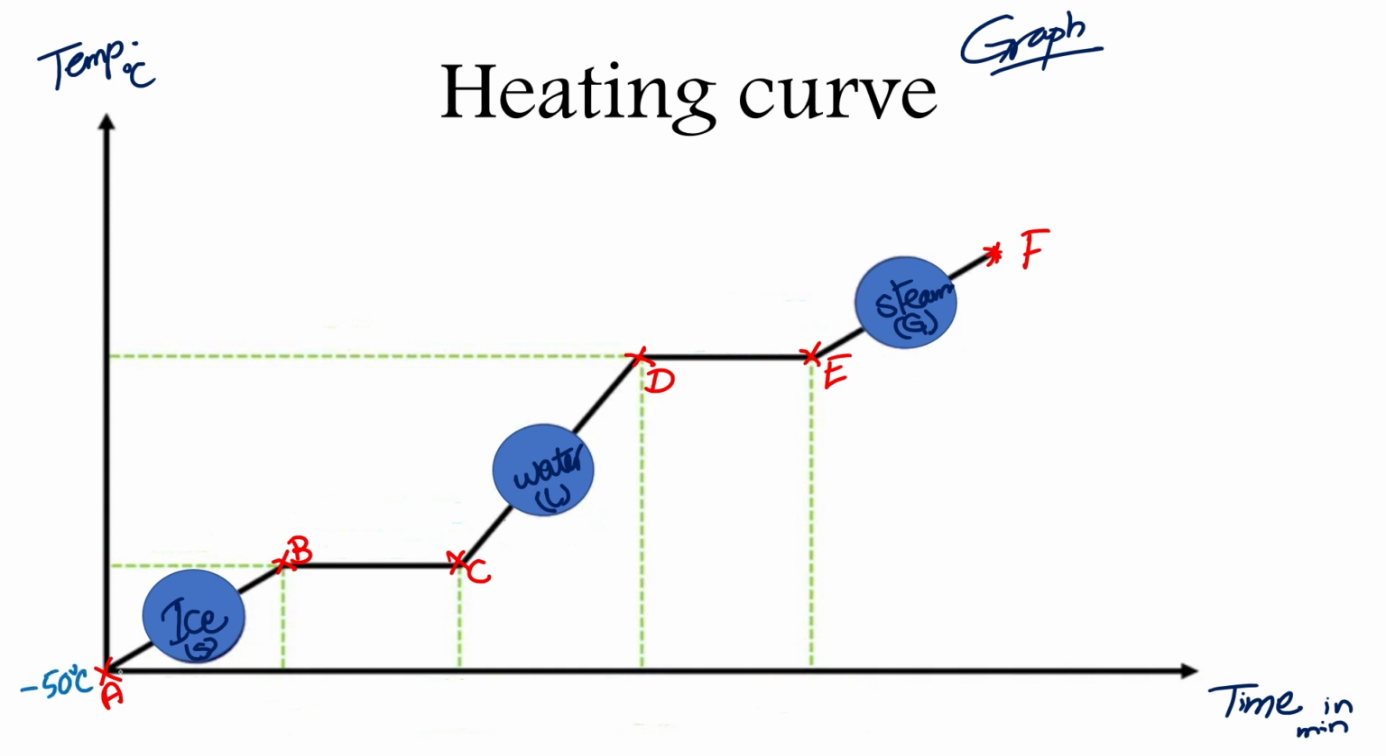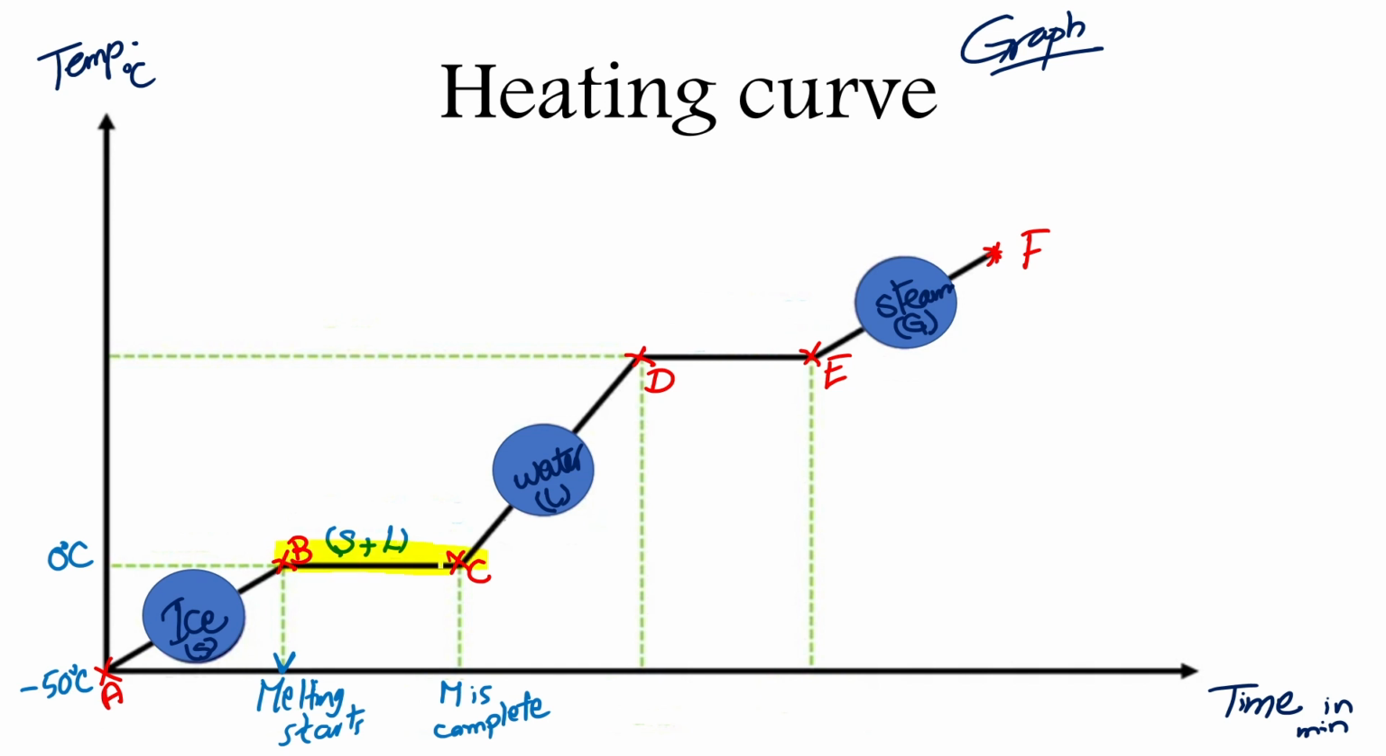As the temperature increases, the ice gains energy, and the particles vibrate according to the kinetic particle theory and expand. At point B, the ice starts to melt. So here, melting starts at 0 degrees Celsius. At this point, we will find a mixture of solid plus liquid, ice and water. At point C, melting is complete.